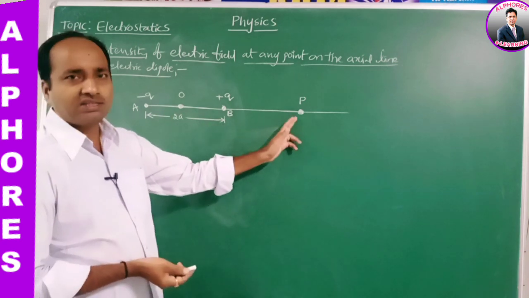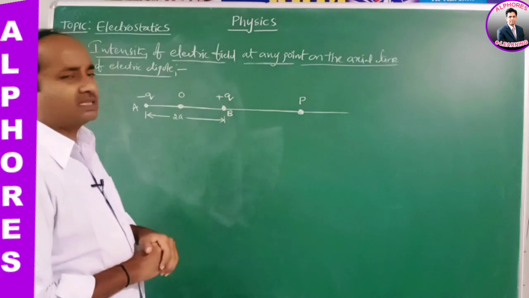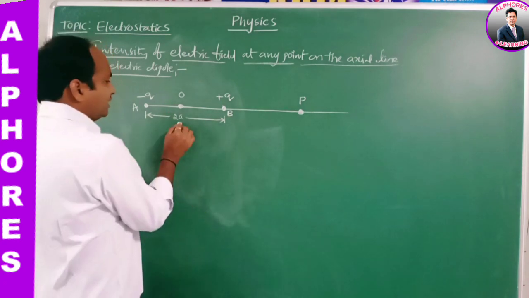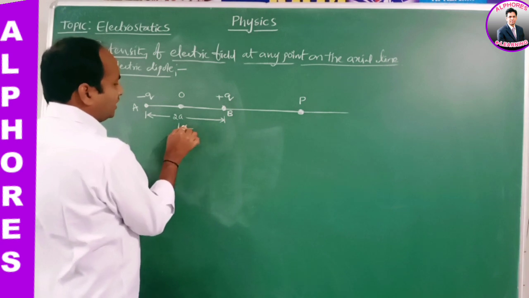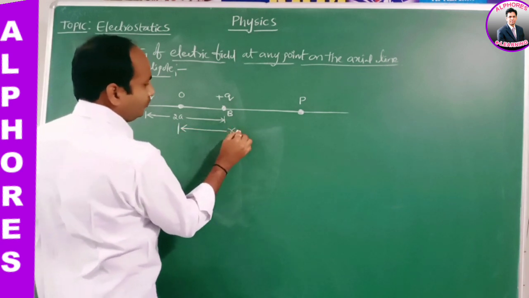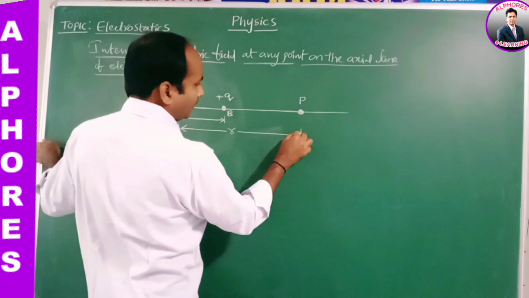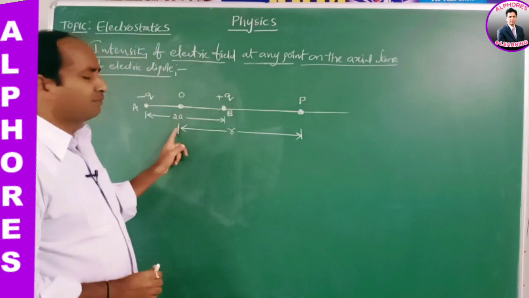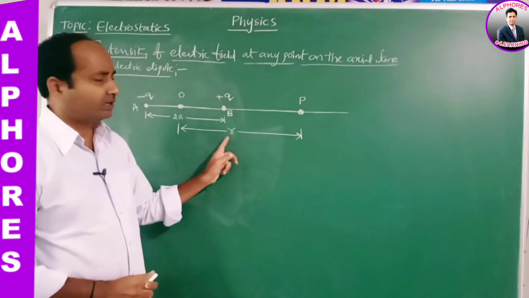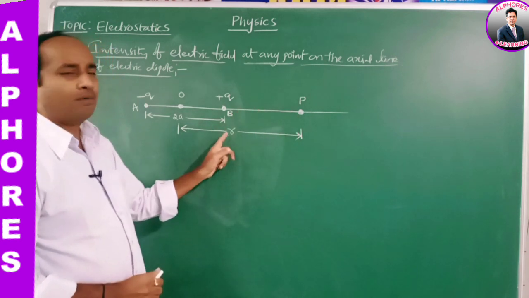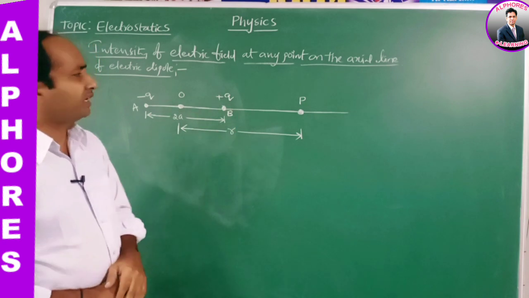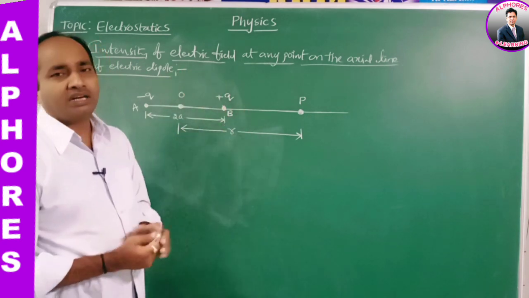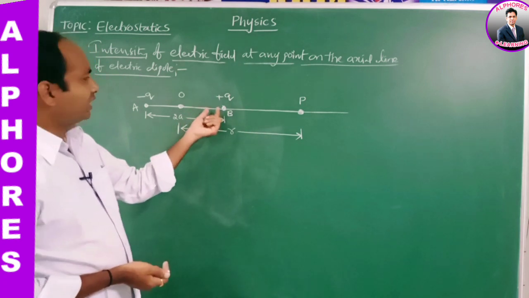Here we are considering a point P on the axial line. The point P is at a distance r from the center of the electric dipole. r is the distance of point P from the center of the electric dipole. Now, the electric field at any point on the axial line due to the electric dipole.